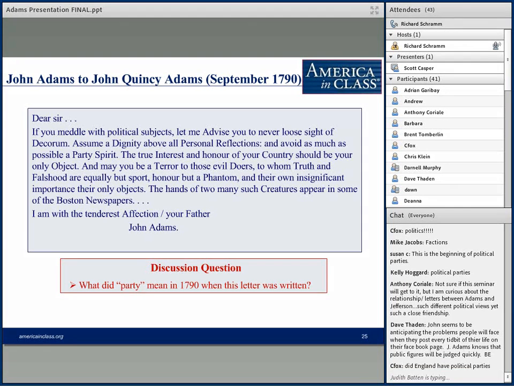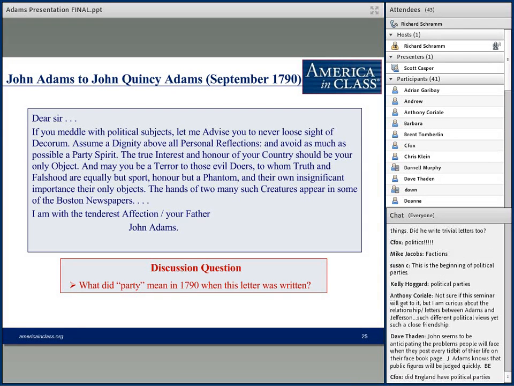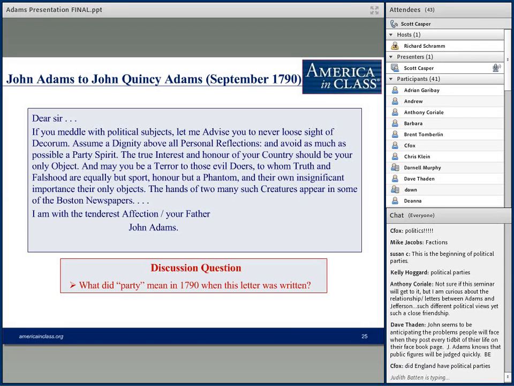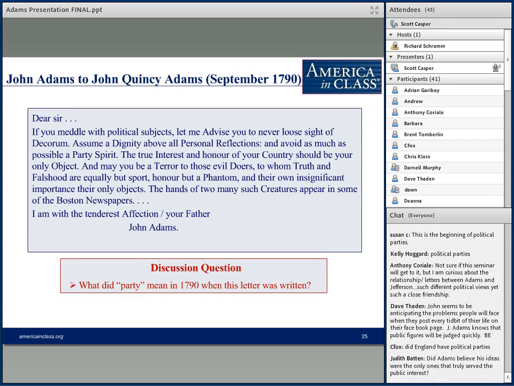We have a question. Did England have political parties at this time? You bet it did. And those political parties were primarily within Parliament, and they were primarily, going back to the 1730s and 1740s, the parties of the prime minister and those who opposed the prime minister's policies. So yes, there were parties, and this was something that Americans thought they could rise above or get beyond. And we know something about how that turned out.